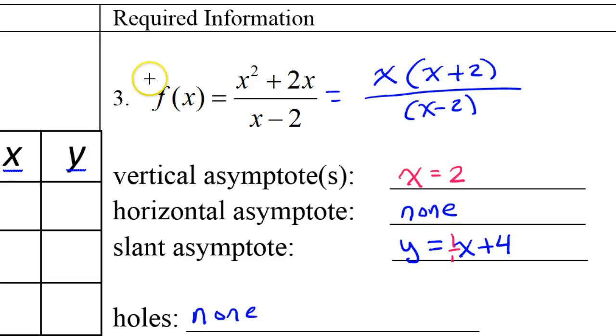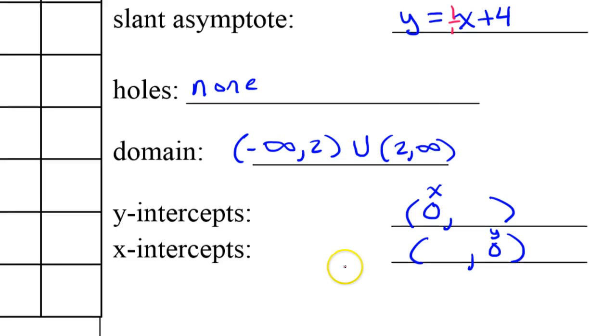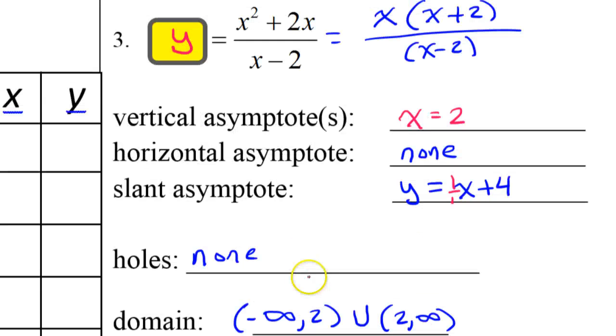Let's see if I can emphasize that. See this f of x right here? I'm going to cover that up for a quick second so that I can put a big old y right here. So this is like y equals. Okay, so if I want to find the y-intercept, I'm going to let x equal 0.